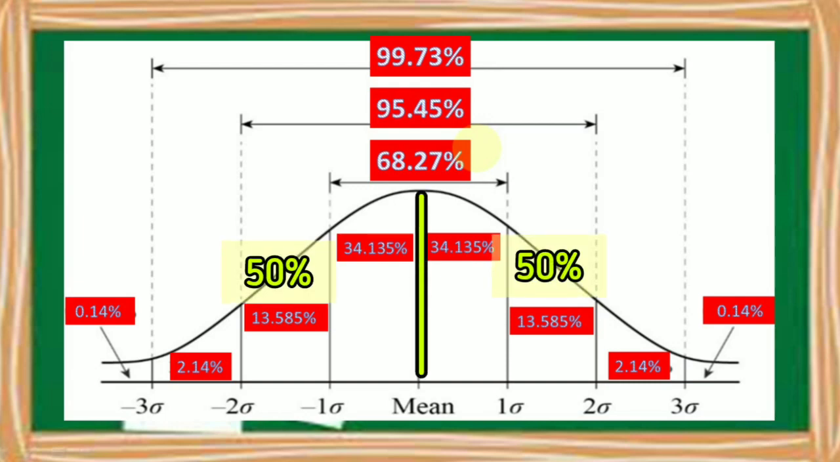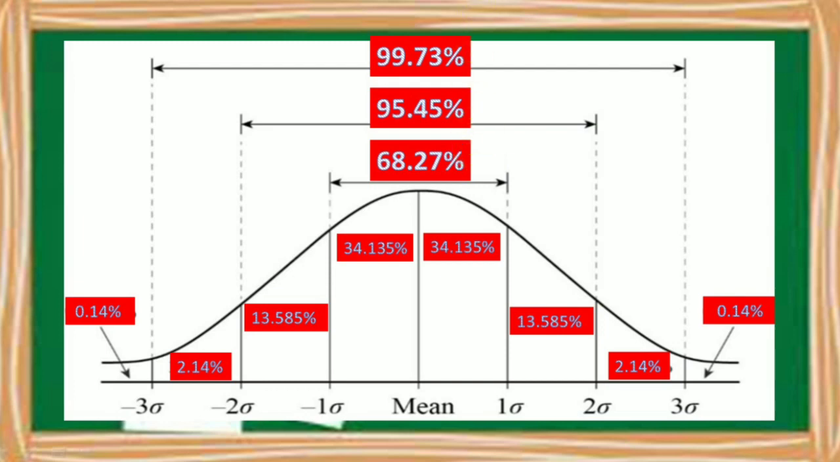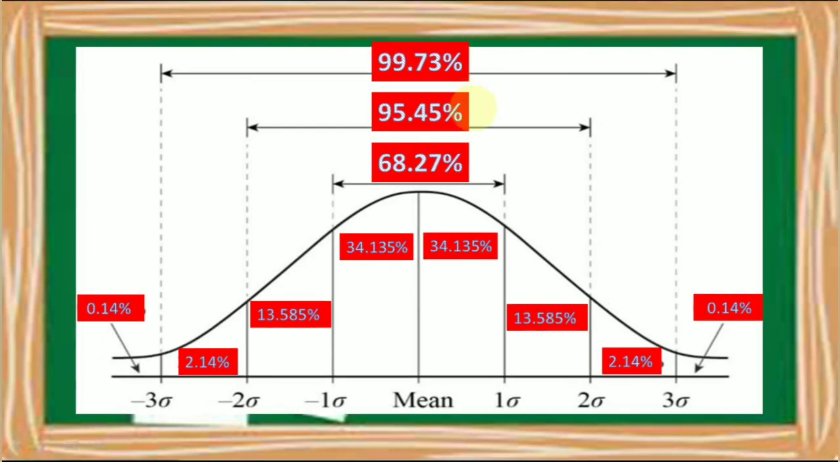Now, half of this normal curve is 50%, located at the center, which is also the mean. From negative 1 sigma to 1 sigma is 68.27%. From negative 2 sigma to 2 sigma is 95.45%. And from negative 3 sigma to 3 sigma is 99.73%. And less than negative 3 sigma plus greater than 3 sigma is equal to 0.28%.